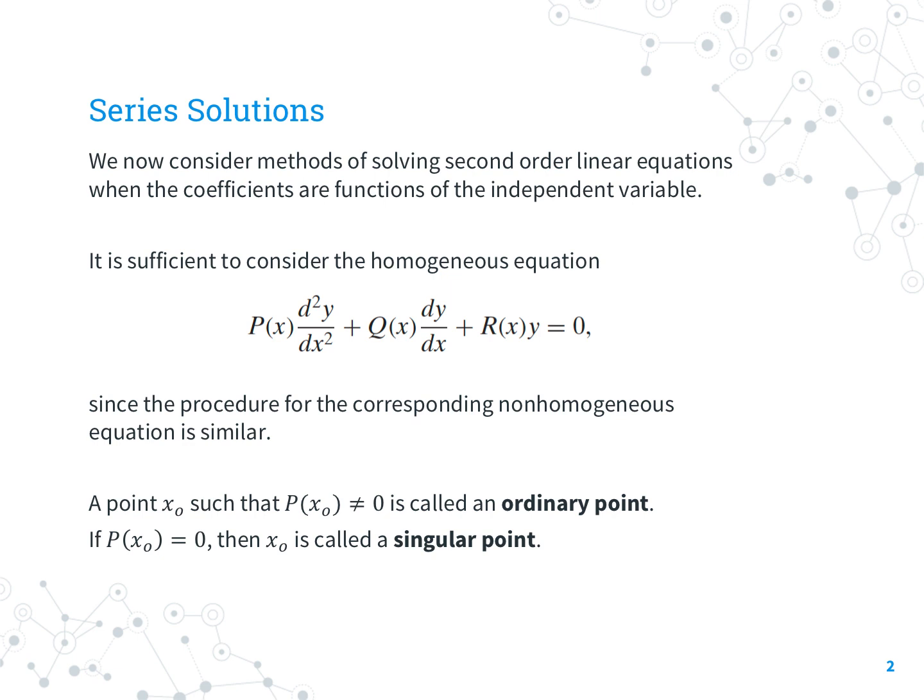A point x naught such that p of x naught is not equal to 0 is called an ordinary point. If p of x naught equals 0, then x naught is called a singular point. So if we had, for example, x y double prime, then if x were 0, that would be a singular point. All other real values for x would be an ordinary point.